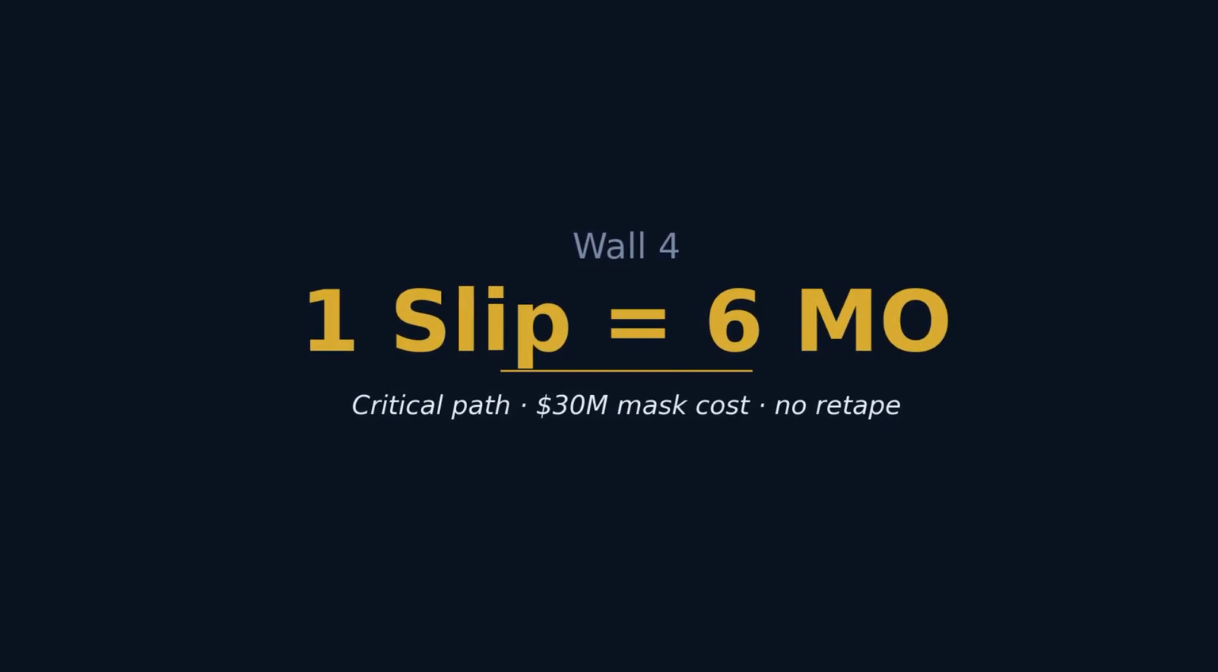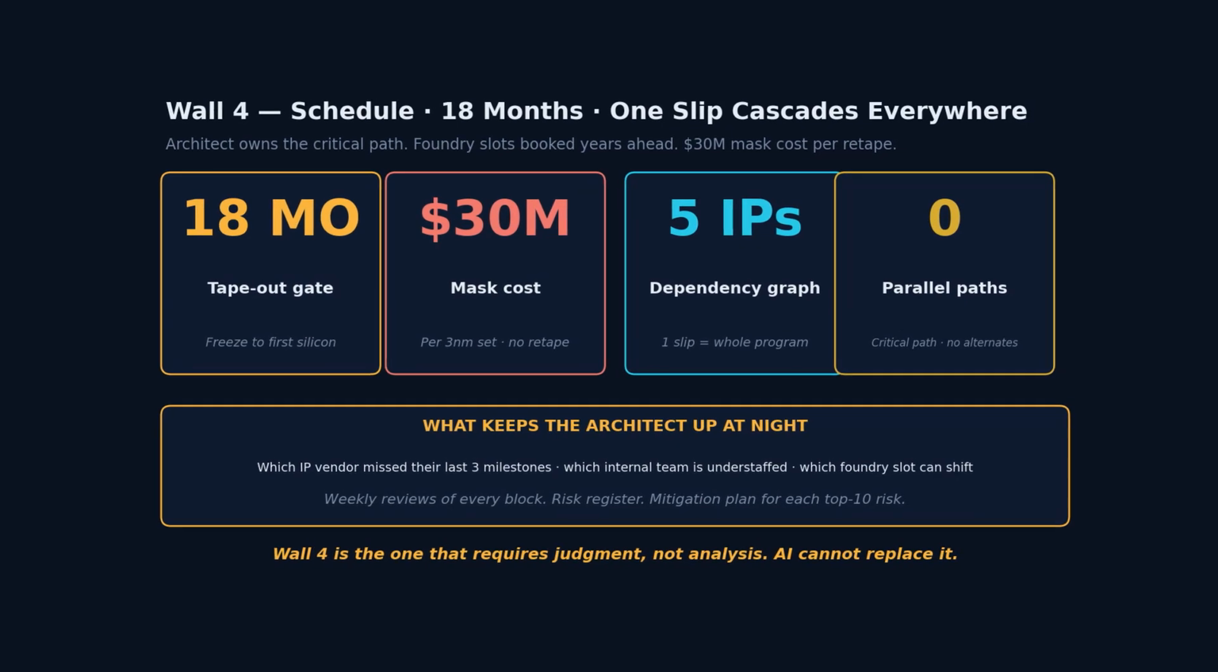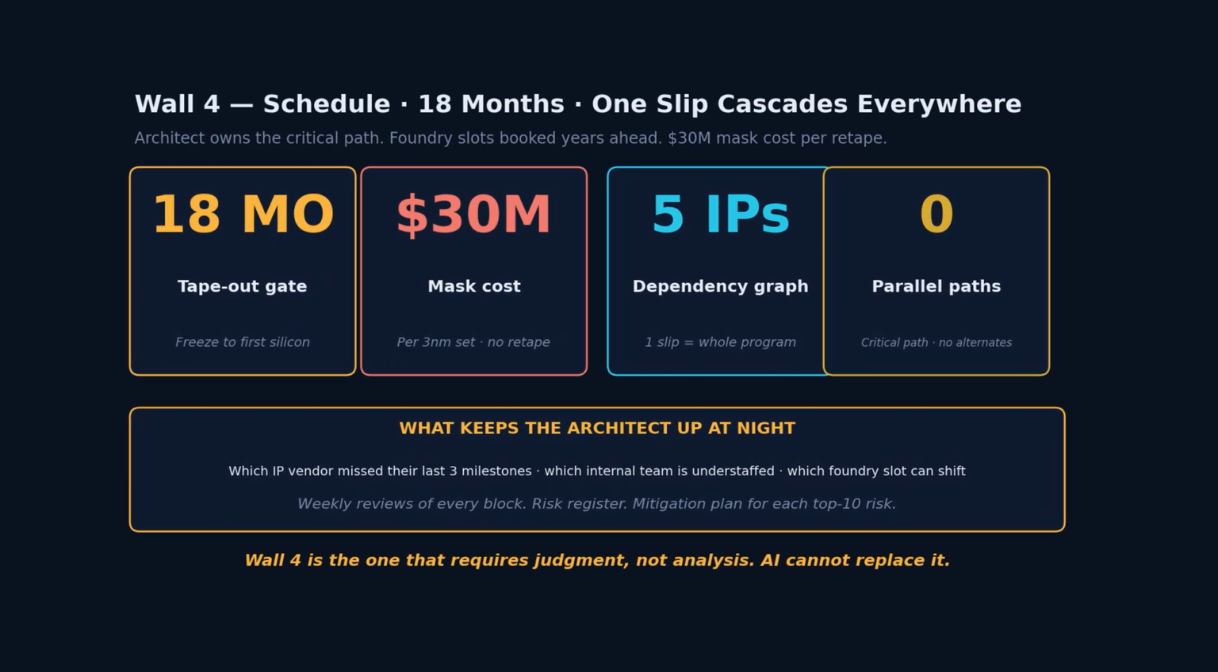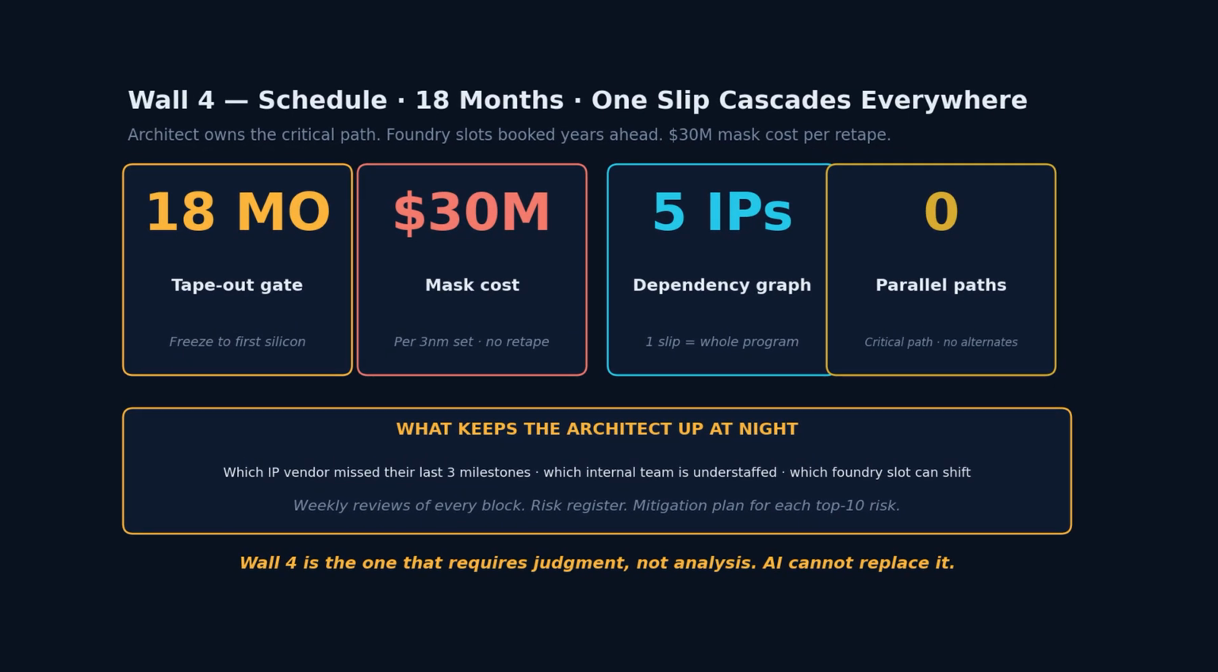The architect builds a dependency graph. RTL freeze gates verification. Verification gates physical design. Physical design gates tape out. Tape out gates mask making at the foundry. Mask making gates wafer fabrication. Wafer fabrication gates packaging. Packaging gates first silicon in the lab.